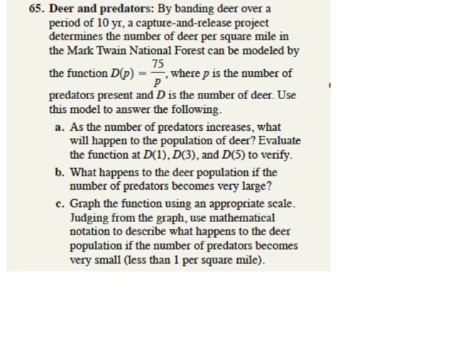Expressions. And so the first story problem is this idea of deer and predators. We've got this capture and release project that has determined the number of deer per square mile is expressed by D of P equals 75 over P, where P is the number of predators and D is the number of deer. As our predators decrease, what is going to happen to our deer population?